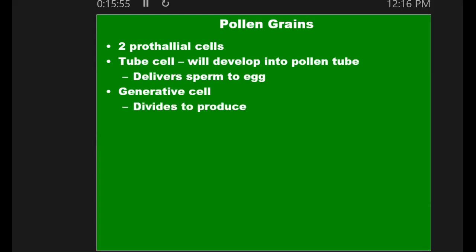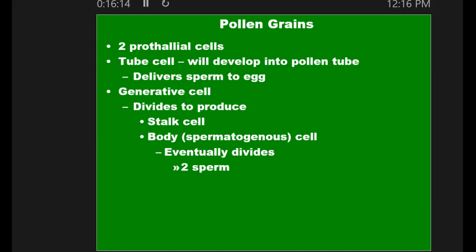And then eventually what happens is that generative cell will divide, and one will produce this so-called stalk cell, and then the other cell will be what they call the body cell. And then one more time, you got to get that body cell to divide again, and you end up with 2 sperm. So when it's all said and done, each pollen grain should produce 2 sperm eventually. They're not there yet when they first shed out of the pollen.